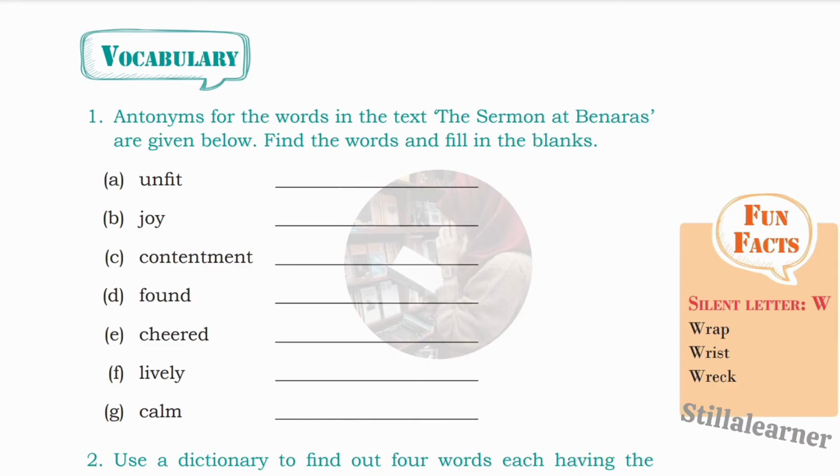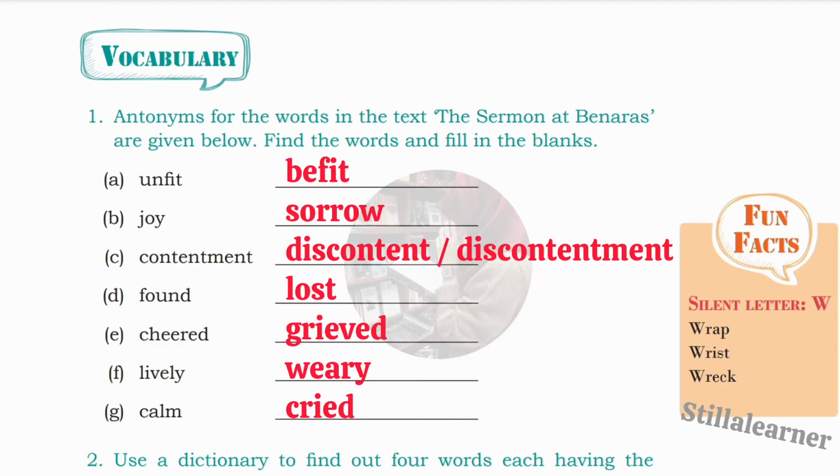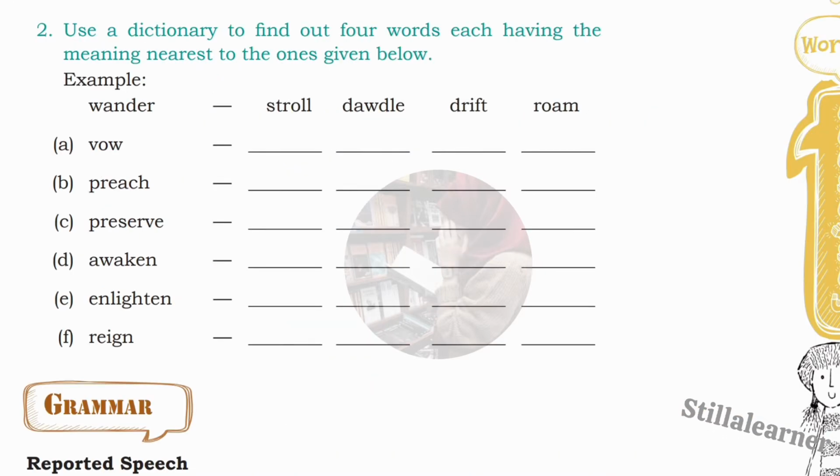Okay, let's see the first one, which is unfit. Its opposite is befit. Second one, joy, opposite sorrow. Third one, contentment, opposite discontent or discontentment. Fourth one, found, opposite is lost. Fifth one, cheered, answer is grieved. Next, lively, weary. Then calm, cried.